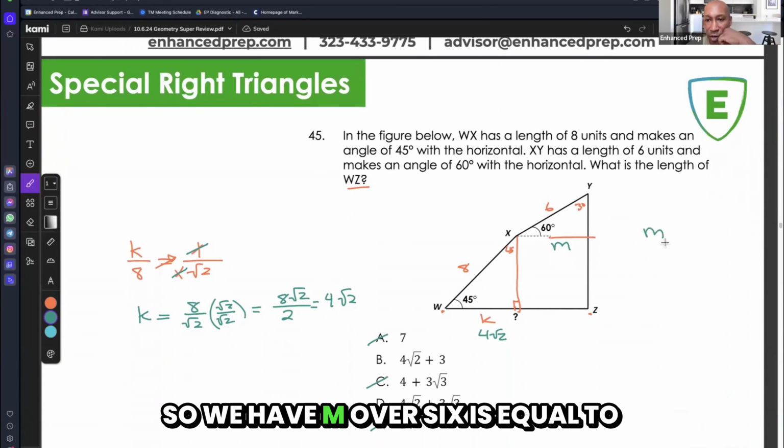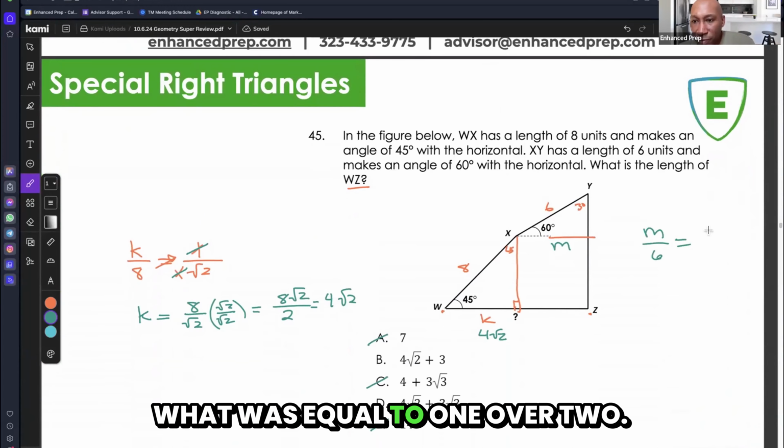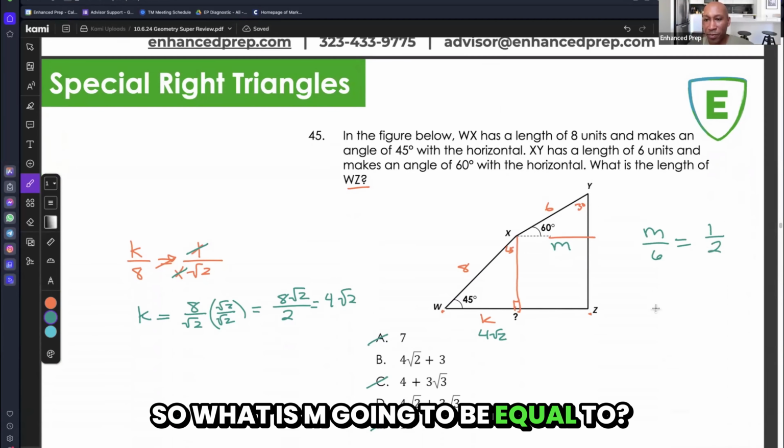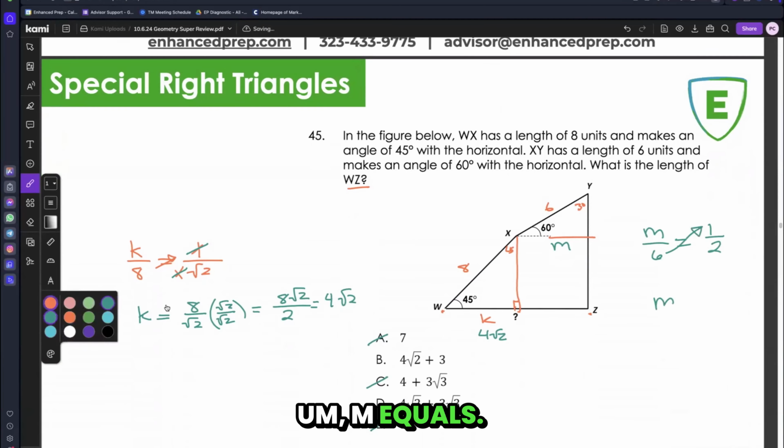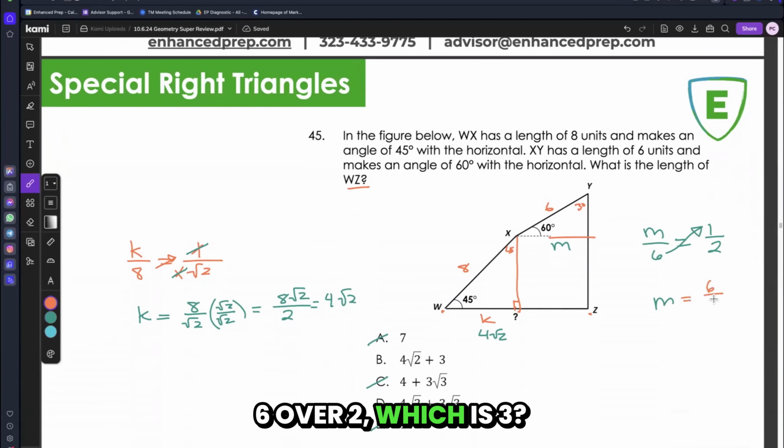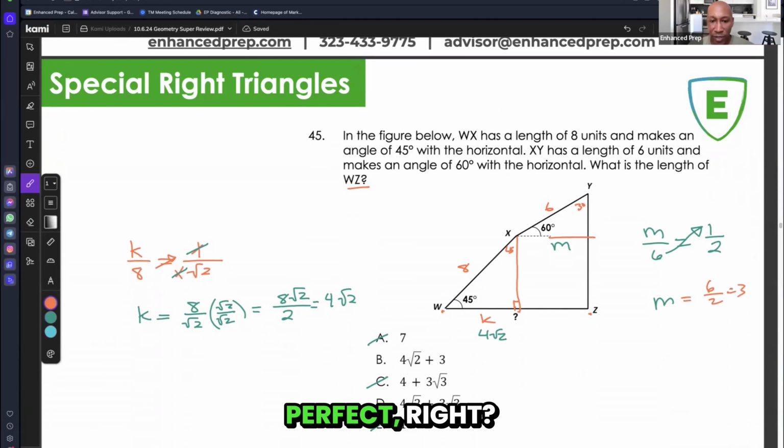So we have M over 6 is equal to what? Well, it's equal to 1 over 2. So what is M going to be equal to? M equals 6 over 2, which is 3. Equals 3. Perfect, right? And now we can get rid of D, and B is our answer choice.